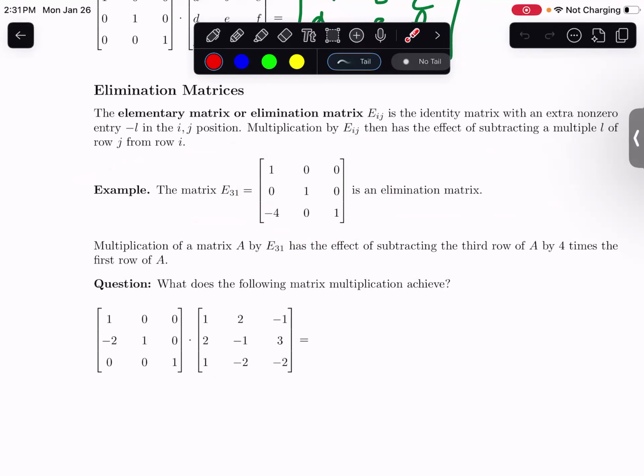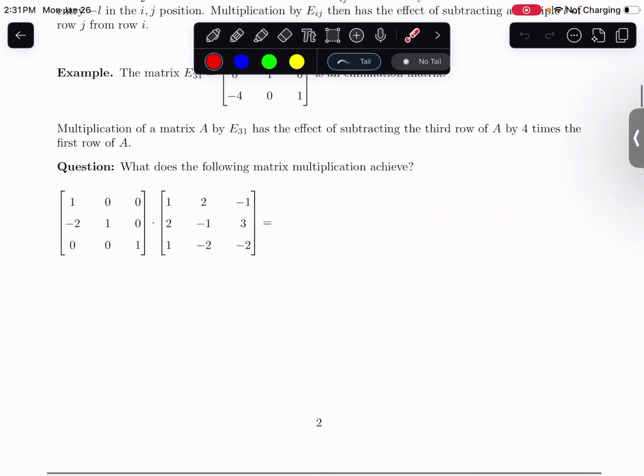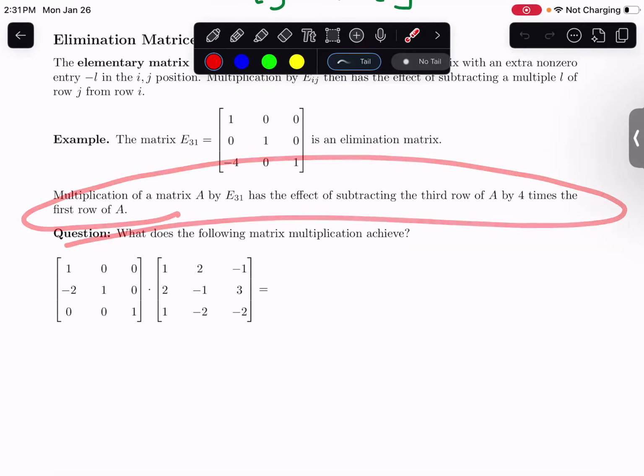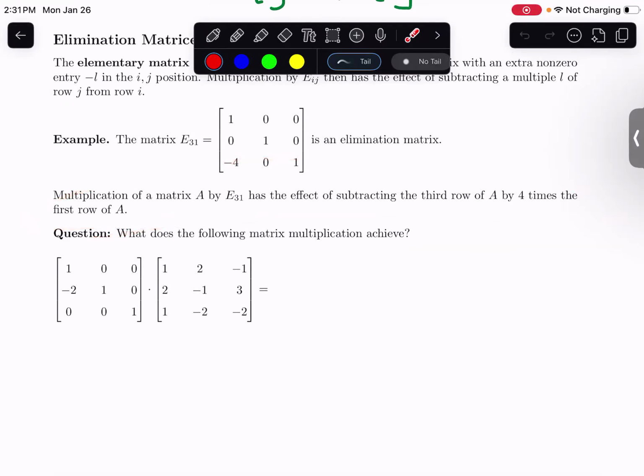So how does this actually end up working? I was going to demonstrate the example, but it's written here. If you were to multiply matrix A by this matrix E_31, it has the effect of subtracting 4 times the first row of A from the third row of A. Subtracting 4 comes from the fact that we have a -4, and the third row by the first row comes from the fact that we have this 3,1 here.